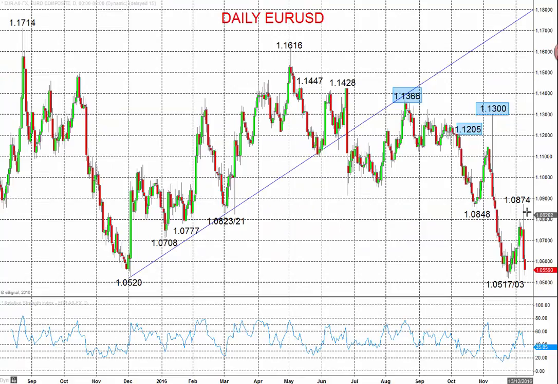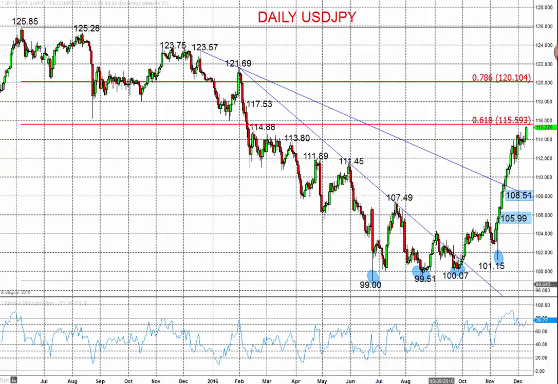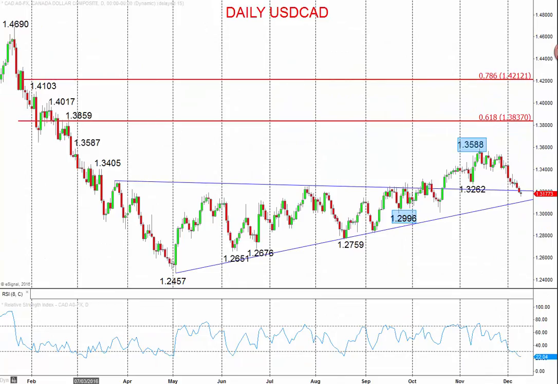Here we see the euro dollar plummeting more recently since the ECB, but much lower since the presidential election result, and the Japanese yen surging higher since the presidential election result. It's a different story for the Canadian dollar and the British pound, both of which are actually stronger, higher versus the US dollar since the election result.